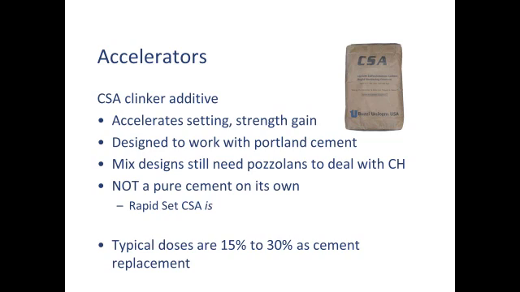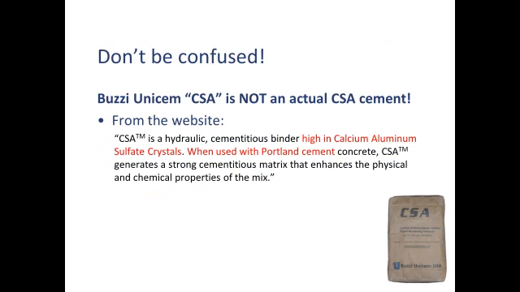And when you have a concrete mix that uses Portland cement, you still have calcium hydroxide being generated. So you still need to then use pozzolans, which I haven't talked about yet, but I'm going to jump ahead and say you need to use pozzolans. So these types of accelerators, these CSA additives, force you to have now three cementitious ingredients because they're not cements on their own. Typically, they're used as 15 to 30% cement replacements. The more you use, the faster it is.